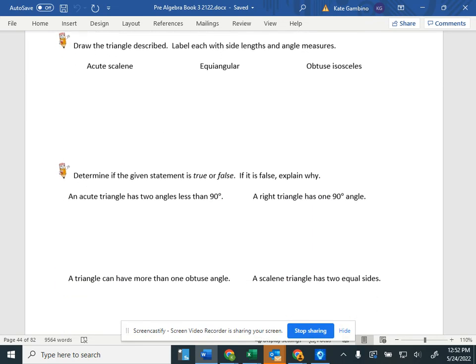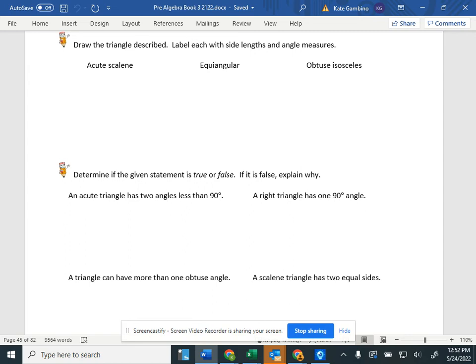Then you're going to draw the triangle that's described. Label each with side length and angle measures. No, it doesn't have to be exact. On the examples that I wrote on there, I drew my triangle and I said, these two sides are equal. Let's say they're 5. This side is smaller than the 5, so I'm going to say 3. Didn't have to be exact, but it does have to make sense. If they are congruent sides, they should be the same length measurement. If it's an acute angle, it should be smaller than 90 degrees. Okay, so make it make sense on the test.